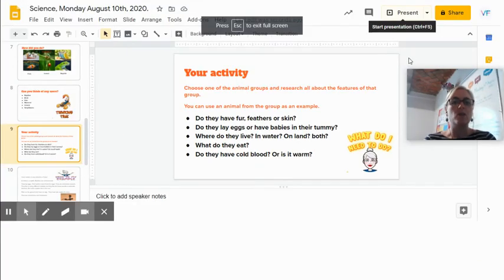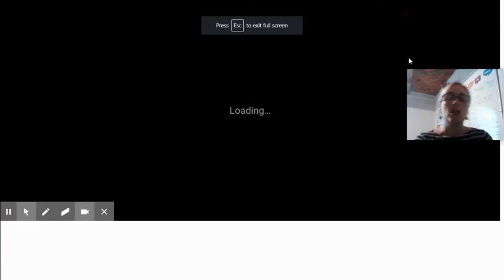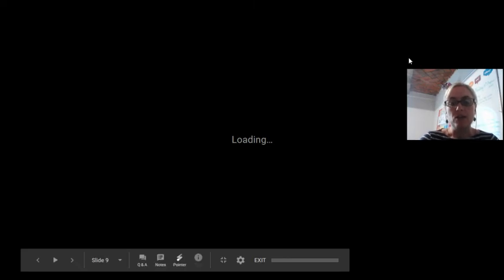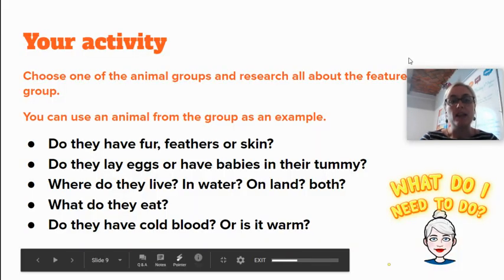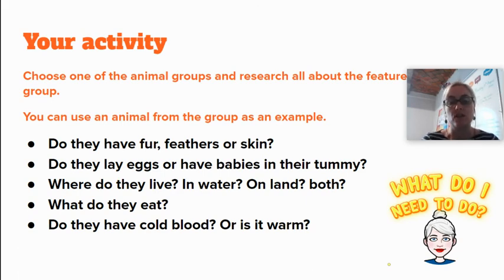Okay, boys and girls, so what would I like you to do today? Well, your activity is to research the 6 different types of animal groupings, but I would like you to work harder on one. I would like you to choose one of the animal groups and research all about the features of that group. You can use an animal from the group as an example for your work.